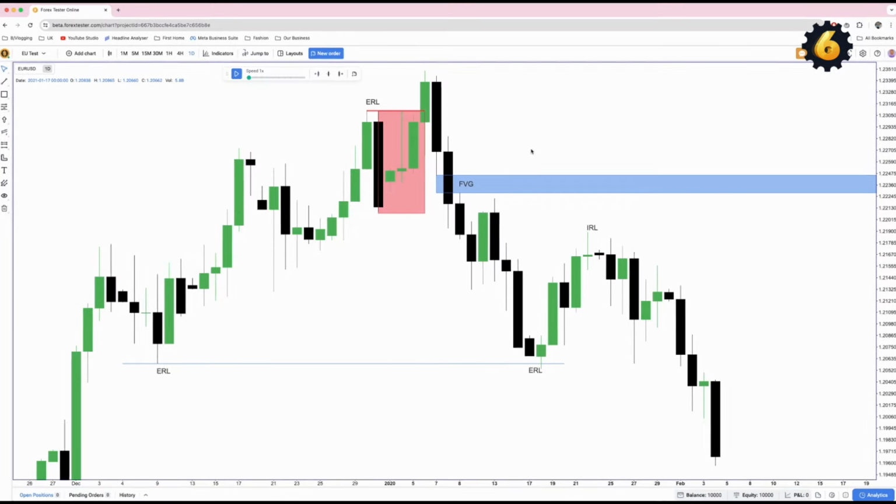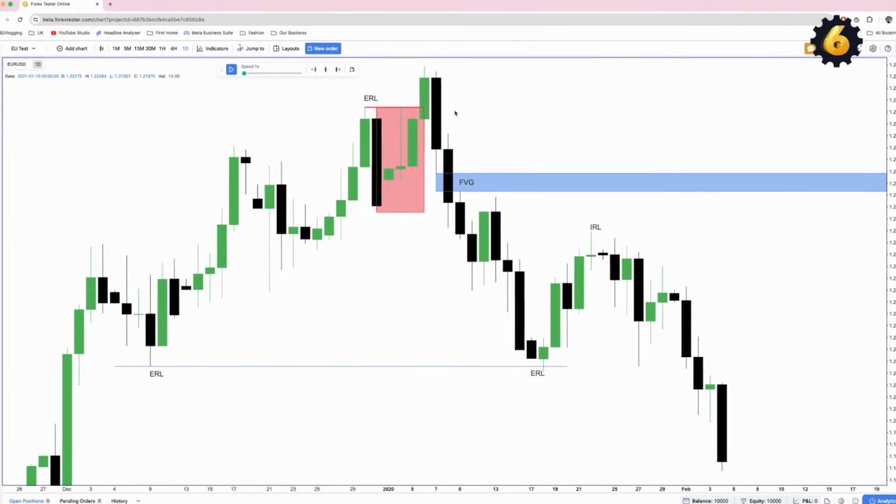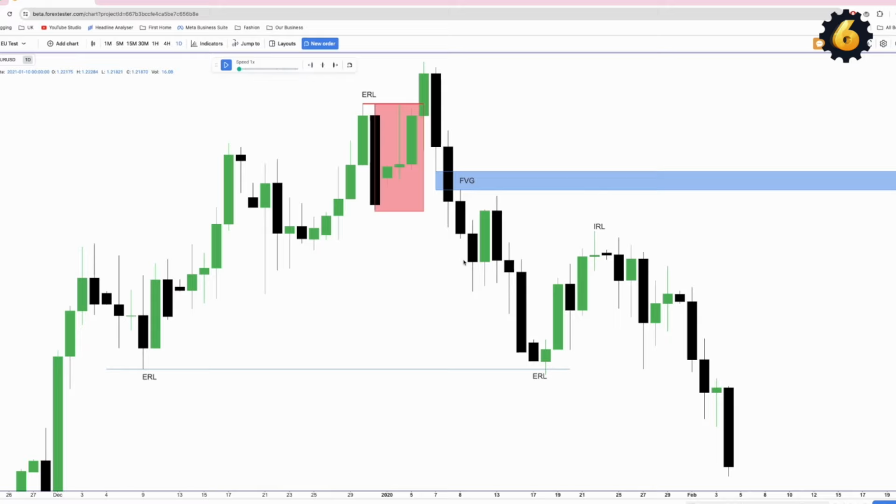Usually this is how I'm going to mark my chart, and as you can see, once price took out the external liquidity, we have another displacement.